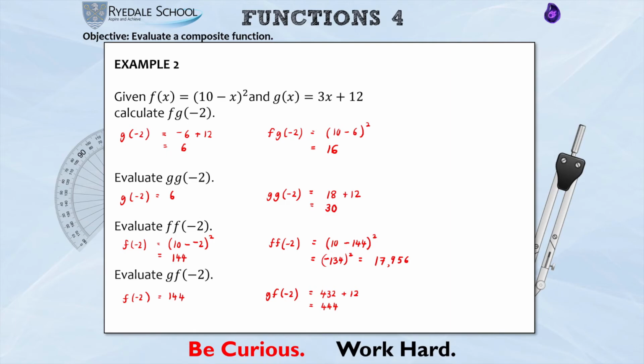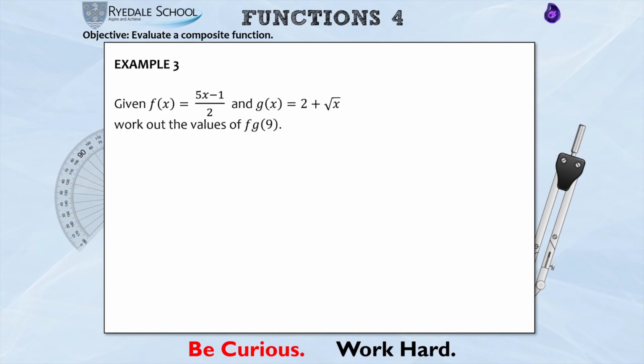Let's look at one final example. Given f of x equals (5x take away 1) over 2, and g of x equals 2 plus the square root of x, work out the values of f of g of 9. Okay, so I hope you were listening to me when I read that one out, because there was a huge clue in this question. Work out the values. So this links a little bit back to the starter activity where, remember, the square root of a positive number has two answers. So we're going to start by doing g of 9.